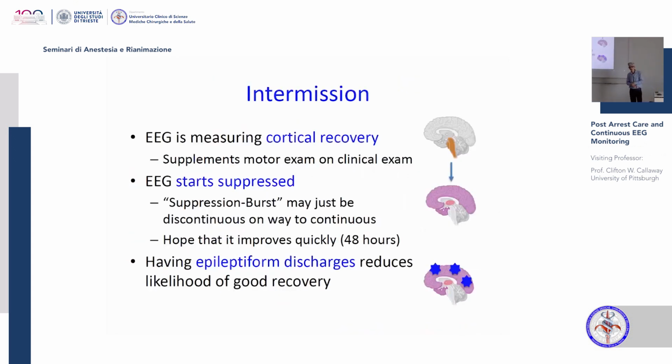All right, intermission. Let's summarize. That was a lot of physiology. That was like pure didactic, nothing clinical. You're thinking, are you in the wrong lecture? Maybe I will talk about the Krebs cycle next. It's a discouraging time. But I think you've learned a couple things. EEG measures cortical recovery. It starts suppressed, and so burst suppression may be a milestone on the way to goodness. But having epileptiform discharges is potentially detrimental, and it would be better not to have them.